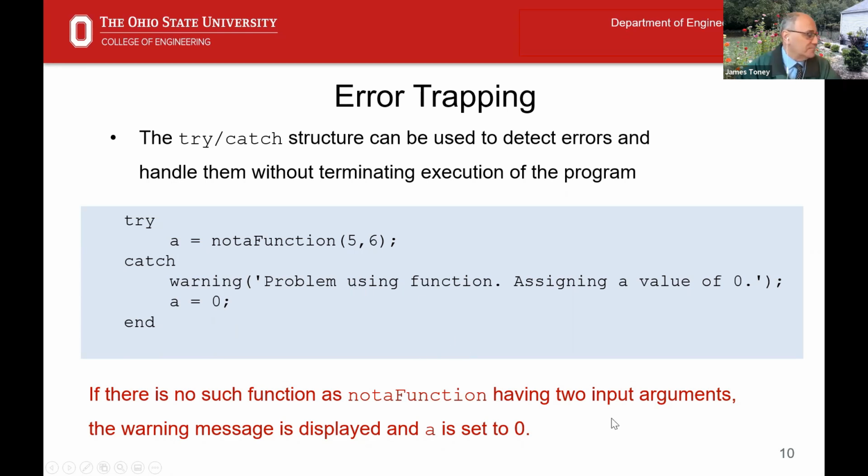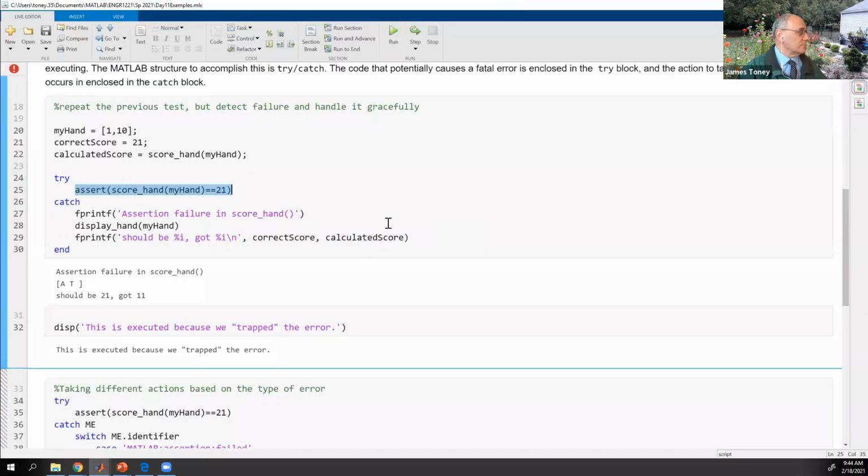And even if maybe there is a function called not a function, but you're not calling it correctly, maybe it requires 3 input arguments, you're only passing it 2, that also would produce an error. That's another thing that'll be trapped here. We sometimes call this error trapping. All right, but for using it with testing, you put the assert in the try block, and in the catch block, you print out a message saying this test failed.